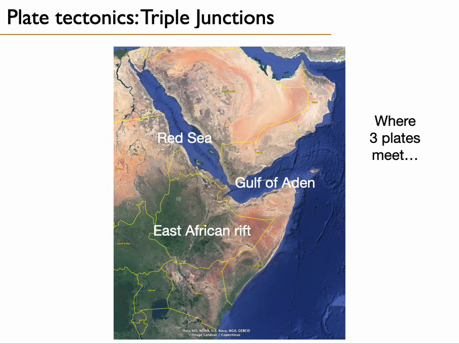So let's now discuss the case of triple junctions. Here is a very emblematic triple junction. You will recognize the eastern edge of Africa. So that's the East African Rift, which is here, the Red Sea with the ridge here, and the Gulf of Aden, which is there. A triple junction is where three plate boundaries will meet.